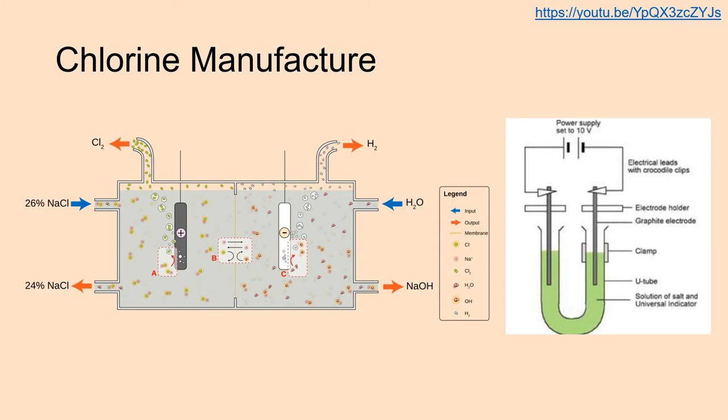We also use it in the manufacture of chlorine. We electrolyse solutions of sodium chloride to produce both chlorine and hydrogen gas. We can do this on large scale or we can actually do it on very small scale in the lab.